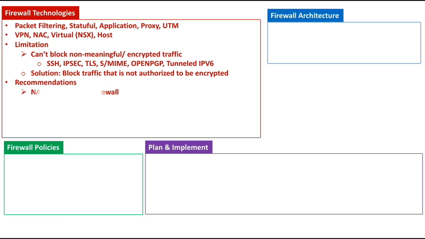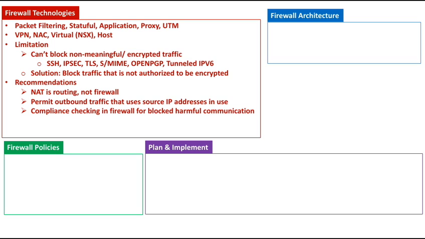There are certain recommendations at the end of this section of this document, that NAT should be considered a routing feature, not a firewall feature. Moreover, you have to permit only the outbound traffic that uses the IP addresses which are used internally in your organization. So any traffic which is initiated from your internal network but does not have the source IP addresses of the internal network should be blocked. Then you have to perform compliance checking in the firewall for the traffic which has been blocked.